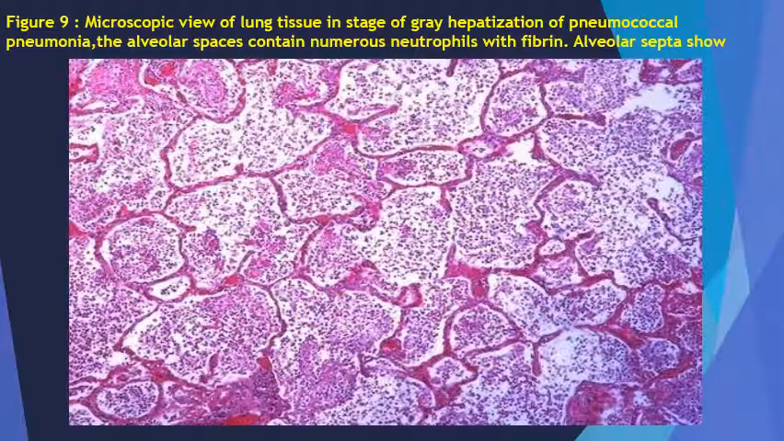This is also a microscopic view of the lung tissue in gray hepatization of pneumococcal pneumonia. Look at all the alveoli. This is lobar pneumonia. It is different from bronchopneumonia, in which you see patchy consolidation. Here there is homogeneous involvement of all the alveoli, with numerous neutrophils and fibrin in the alveoli.